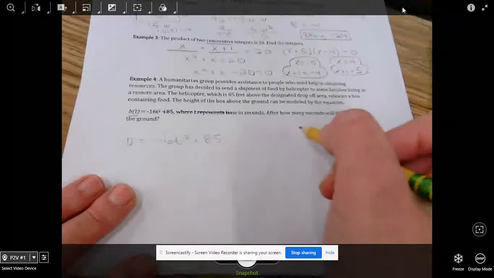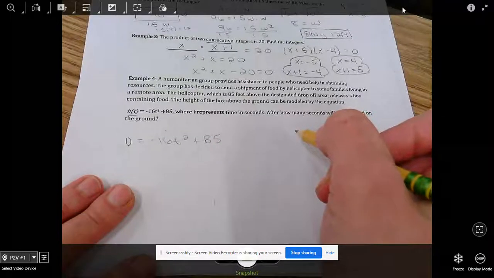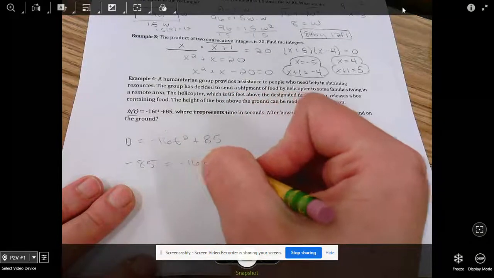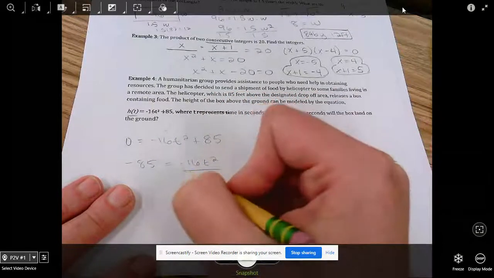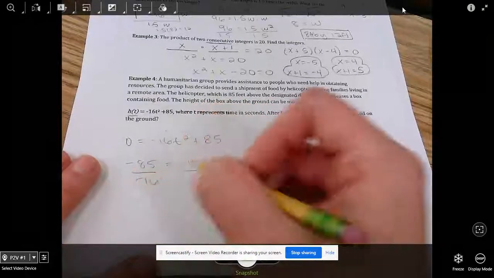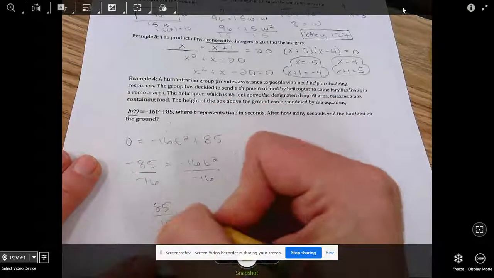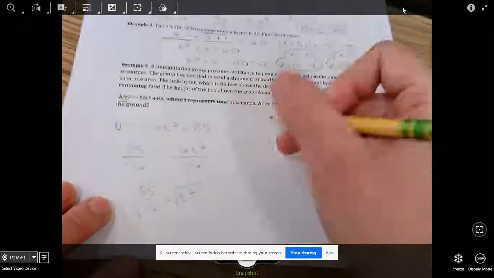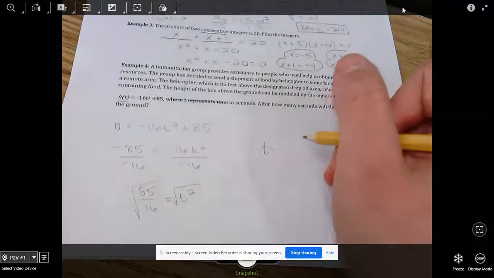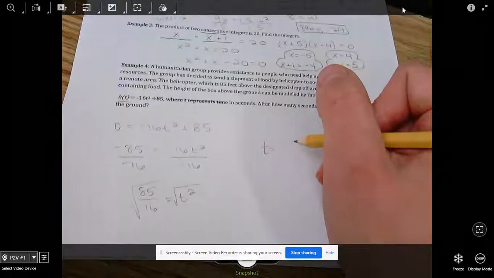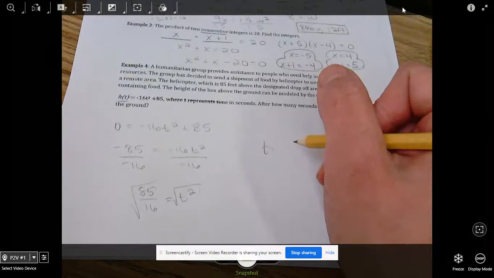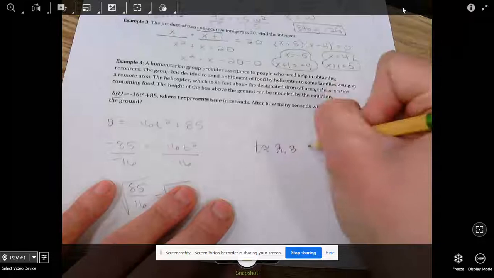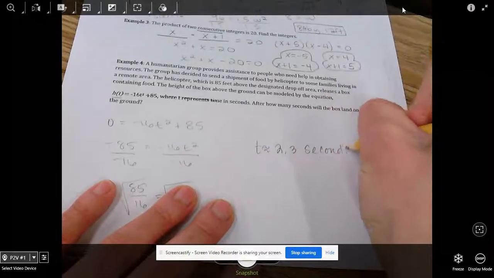We have to get t by itself because they want to know the time, how many seconds. So we subtract 85 from both sides. Then we divide by negative 16. And I get 85 over 16 equals t squared. Then if I take the square root of both sides, t equals, and I put in the calculator, square root, parentheses, 85 divided by 16, close parentheses. You get about 2.3 seconds. You wouldn't use the negative because we're talking about time.